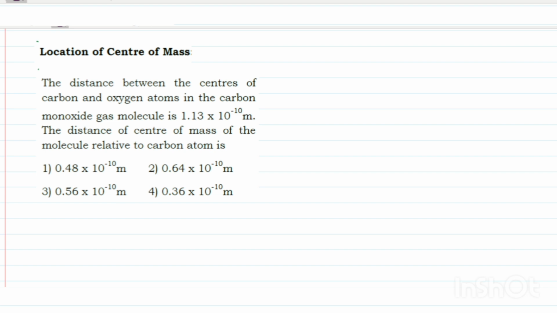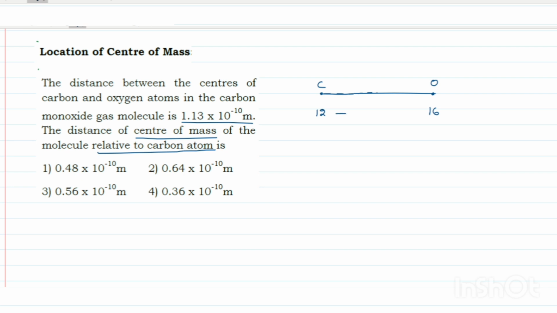The first question says the distance between the centers of carbon and oxygen is given, and here it is 1.13 into 10 power minus 10 meter. They are asking for the distance of the center of mass of the molecule relative to the carbon atom. Here two atoms are given, one is a carbon atom and the other is an oxygen atom. Carbon's atomic weight is 12, and oxygen you can take as 16, and these two are separated by a distance that is given.